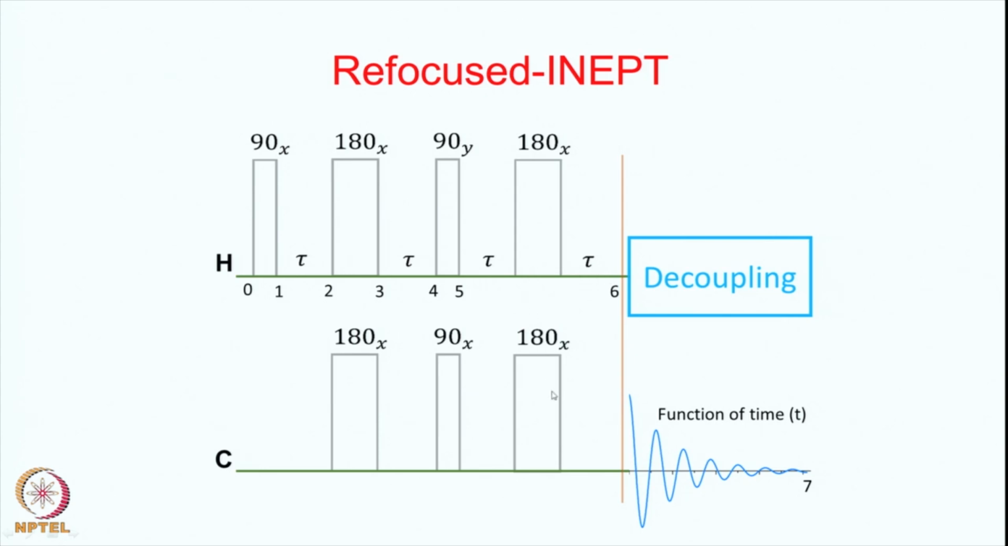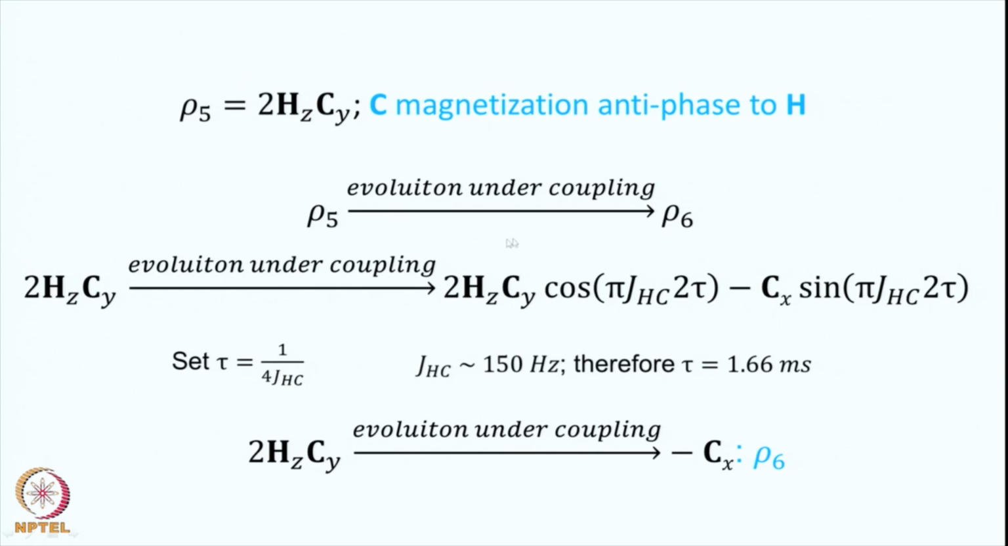There is no chemical shift evolution because of the 180 pulse. The magnetization is on carbon, and the chemical shift gets refocused because of the 180 pulse. Because of the 180 pulses on both carbon and proton channels, the evolution under the coupling continues and that is not refocused. Therefore, at this point rho 6 we have to consider evolution under the coupling only. Okay. So if I do evolution under coupling, that gives me the rho 6, and what is that?